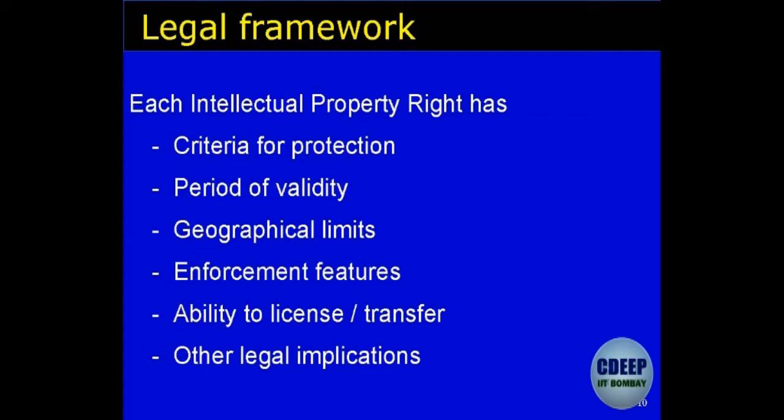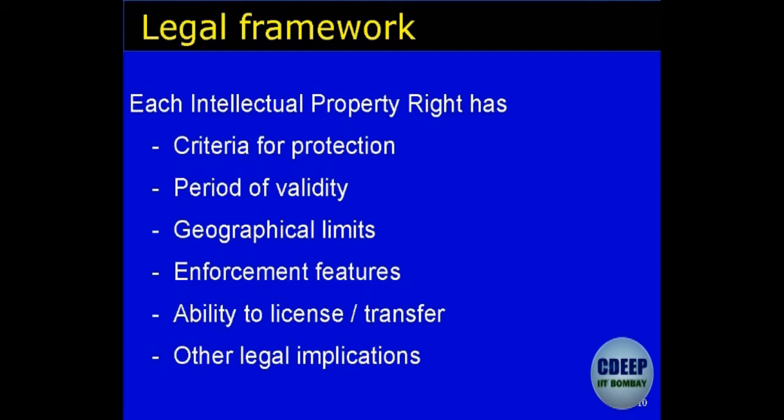And there are some terms of validity, a period of validity. This monopolistic right, whatever the statute offers to the inventor or the owner, is for a certain period. It's not lifelong. In the case of a patent, it is 20 years.